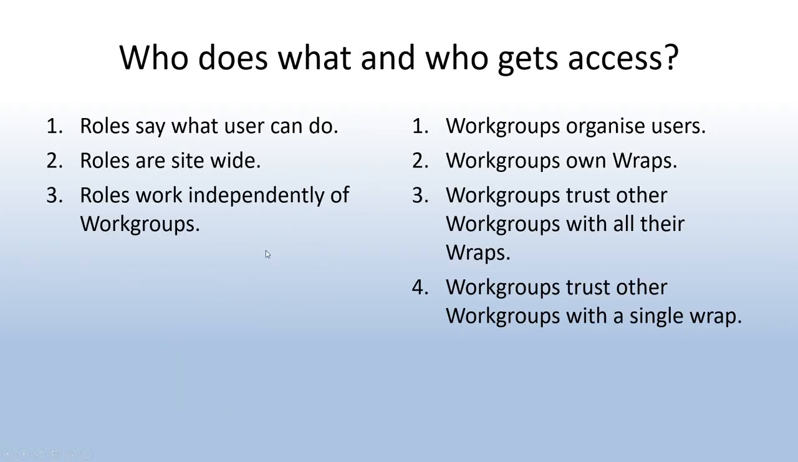So, roles and work groups, it's all about deciding who does what and who gets access. So roles say what the user can do, roles are site-wide, and roles work completely independently of work groups. Work groups are just used to organise users. Work groups can own their own wraps, but work groups can trust other work groups with all their wraps, or work groups can trust other work groups with a single wrap.